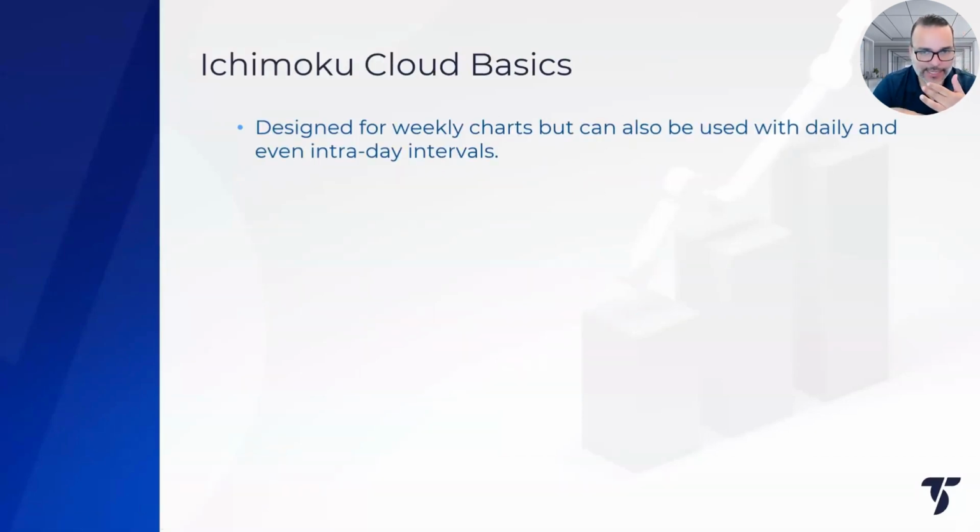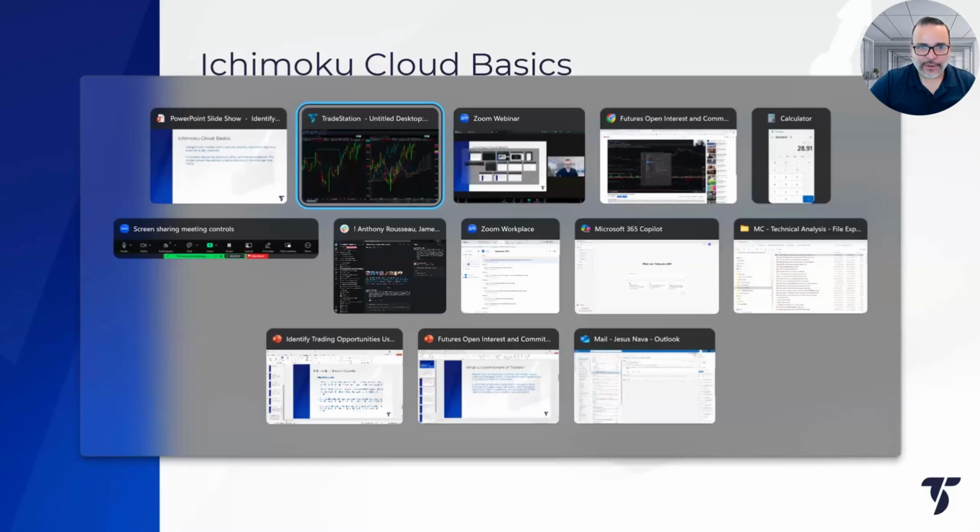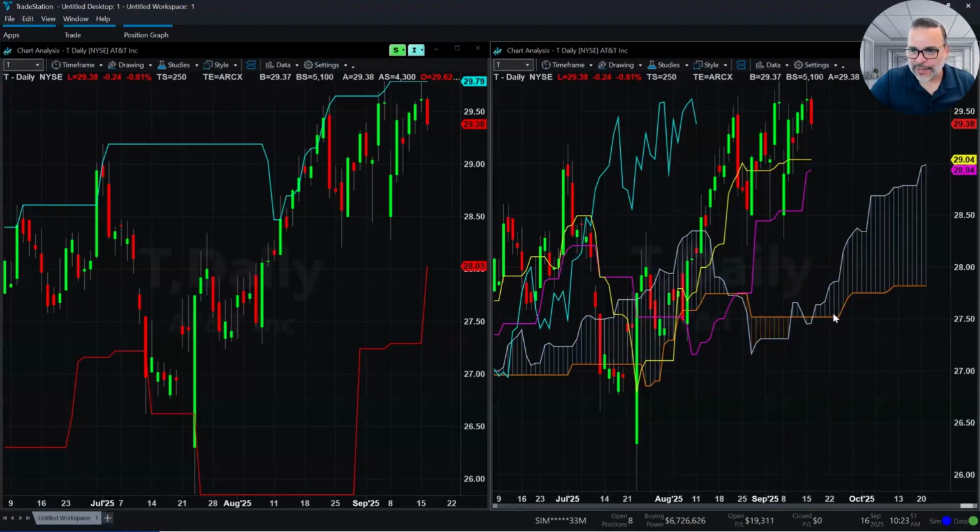As I said earlier, it was designed for weekly charts, but it's up to you to use it on daily and even intraday intervals and try to make some use of the signals that are generated there. When the price bars or the candlesticks are above the cloud, it is said that the mode is bullish, and whenever the price bars are below, it's bearish. The longer the prices stay above or below the cloud, the stronger the trend. Looking at different examples, recently AT&T has been above the cloud. You can see that very clearly here, and it is in a bullish mode.